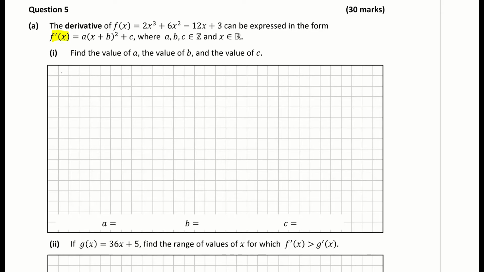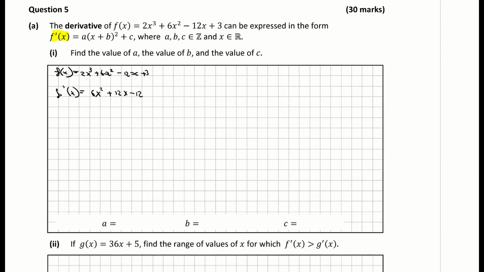So they've given us f of x, which is 2x cubed plus 6x squared minus 12x plus 3. And we now need to differentiate that. So f dash x is going to be, well, 3 times 2 is 6, x squared plus 6 times 2 is 12, reduce my power, it just becomes to the power 1. And then minus 12, and we drop the constant. So 6x squared plus 12x minus 12.